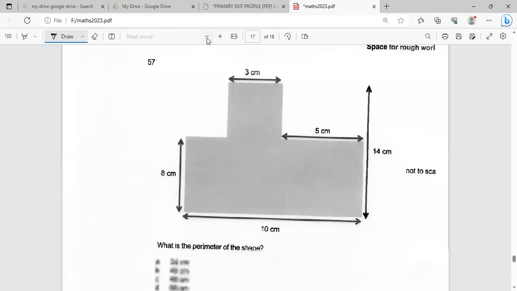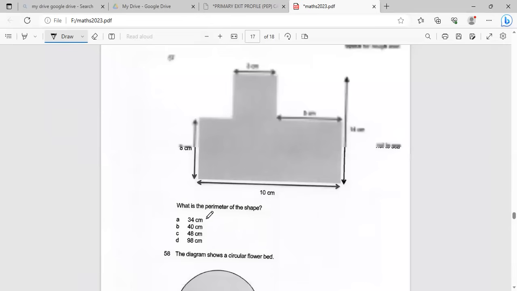Let's go. All right, so what is the perimeter of the shape? So let us figure out the perimeter for this. All of these are 10. These are 5, these are 3. That means that this must be 2.